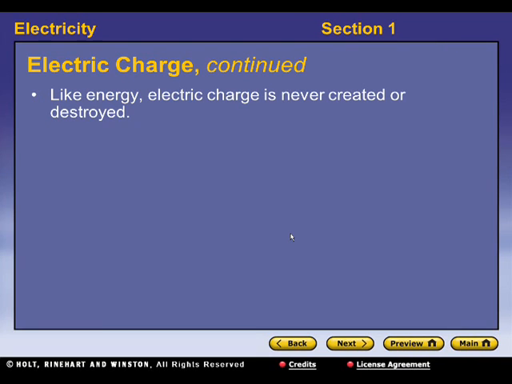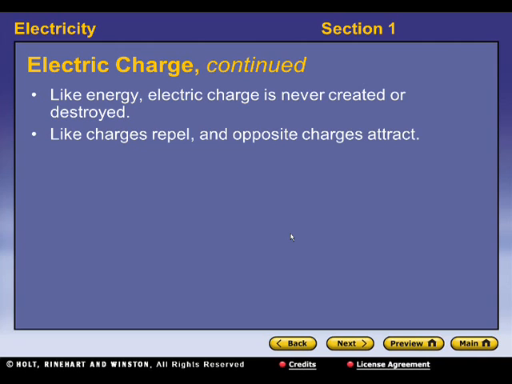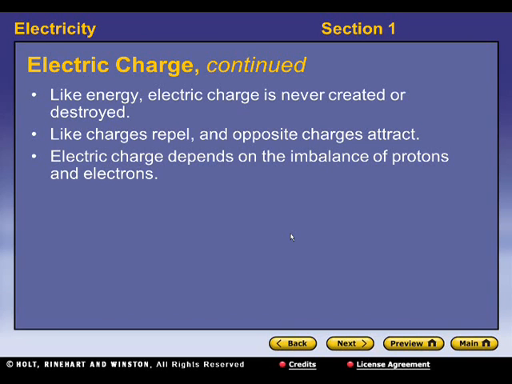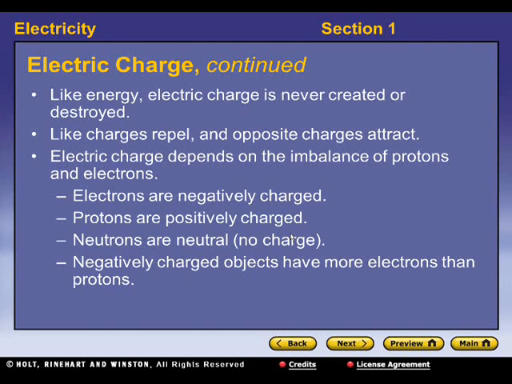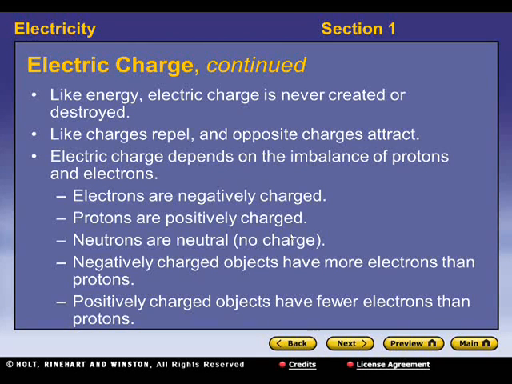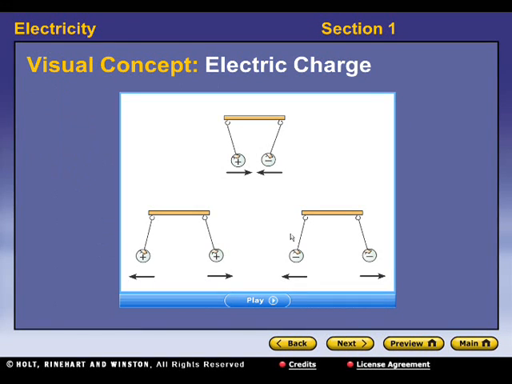So like energy, electric charge is never created or destroyed. And you should know from previous science classes here that like charges repel and opposite charges attract. Electric charge depends on the imbalance of protons and electrons. Electrons being negatively charged, protons being positively charged. Neutrons are neutral. So negatively charged objects have more electrons than protons, and positively charged objects have fewer electrons than protons. So let's watch a little video here on electric charge.